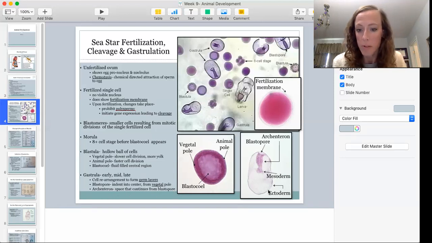I also have labeled here that we're starting to see the germ layers. The outside layer is going to be ectoderm. That's what we call the outer germ layer. The mesoderm is going to be in the middle, and the endoderm is going to be lining the digestive tract. Okay.